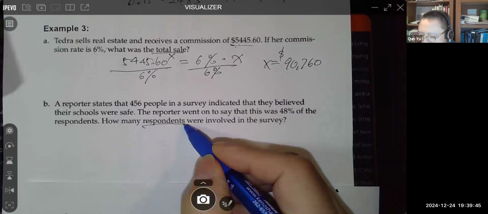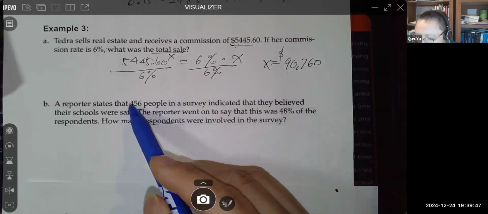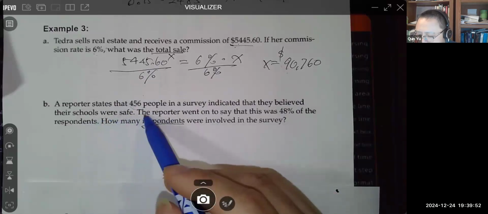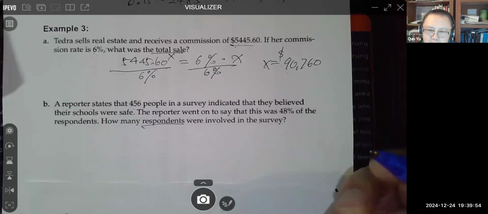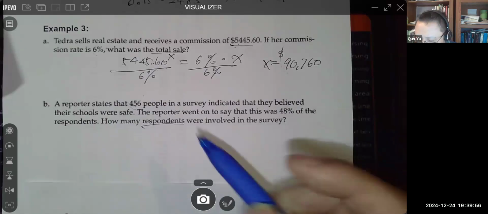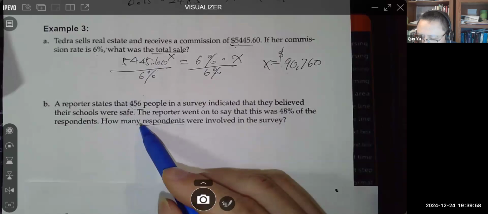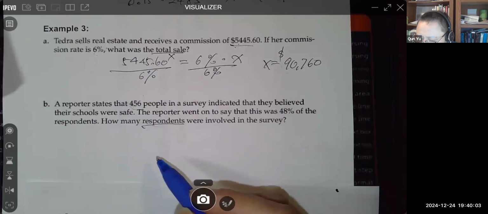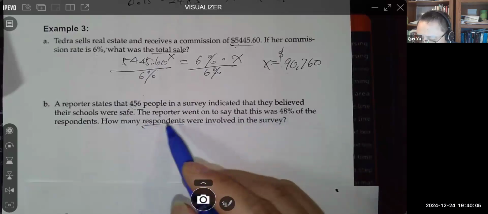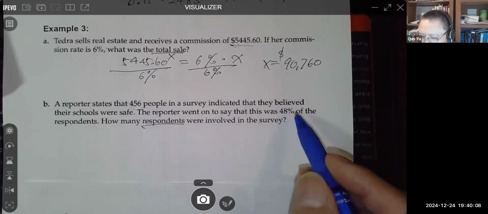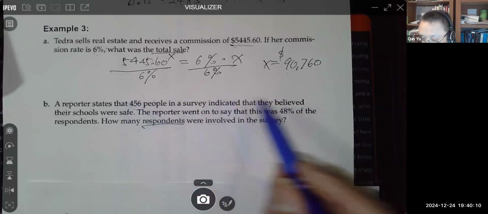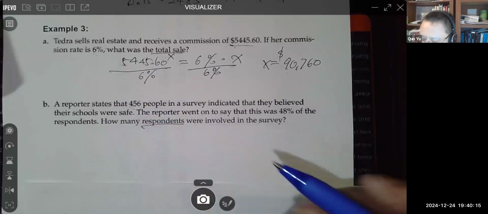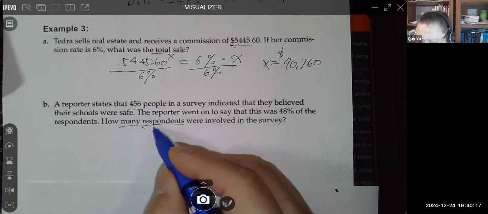So apparently, these people, 456, said their school was safe. They are only part of all of those respondents, right? So this is the part. The whole thing is all of those that participated in the survey. So among all of those respondents, 48% of them, which is 456, said their schools were safe. In other words, we're looking for this X, which is the whole thing.